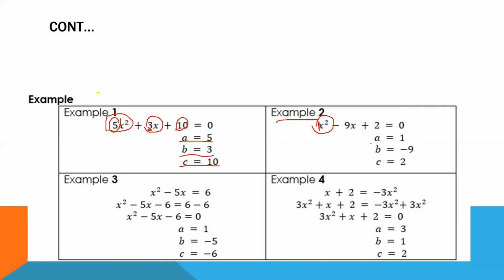Next is the linear term, or our real number B. We get it from the linear term. Its coefficient is negative 9. Take note, we include the sign. Therefore, B is equal to negative 9. And then, the constant is positive 2. For example 3, it is done the same way.